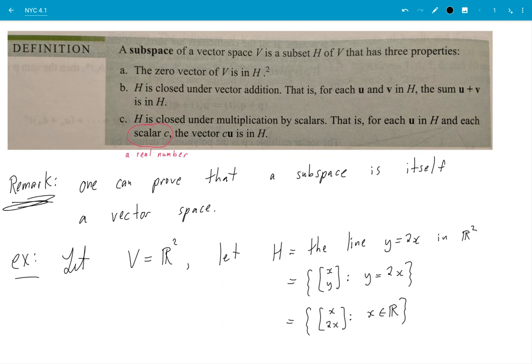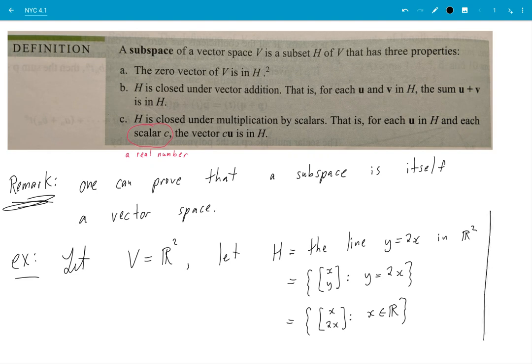Now, important remark. Okay, you can prove that H in this case is itself a vector space that is sitting inside of V. So that comes up from time to time. And you can prove that basically H passes all the axioms, 1 through 10. Okie doke. All very abstract.